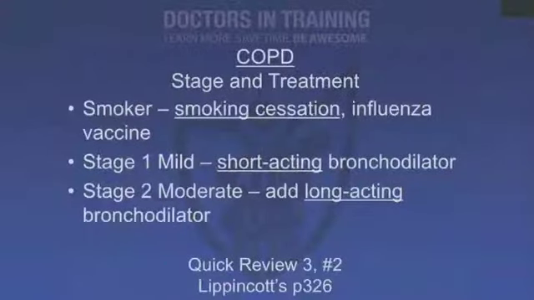And so what we're going to see as we go from one stage to the next, you're always going to incorporate the treatment from the previous stage. So for stage 1, stage 2, stage 3, it's also smoking cessation, annual flu vaccine. Moving on, stage 1, mild disease, where you have a pretty decent FEV1, but you're showing some signs of disease because your FEV1 to FVC ratio is less than 70%. You're going to have a short-acting bronchodilator. So you prescribe the patient some albuterol to use as needed.